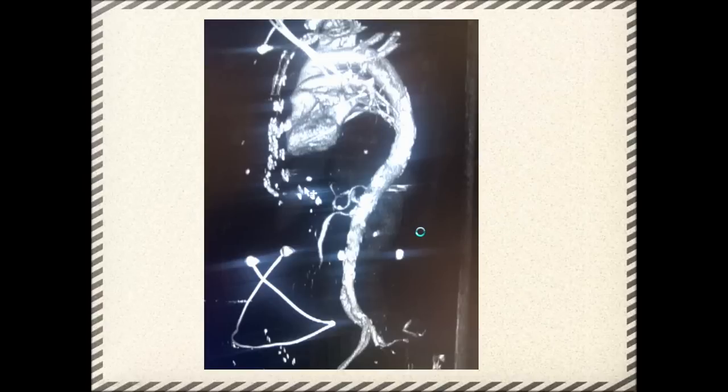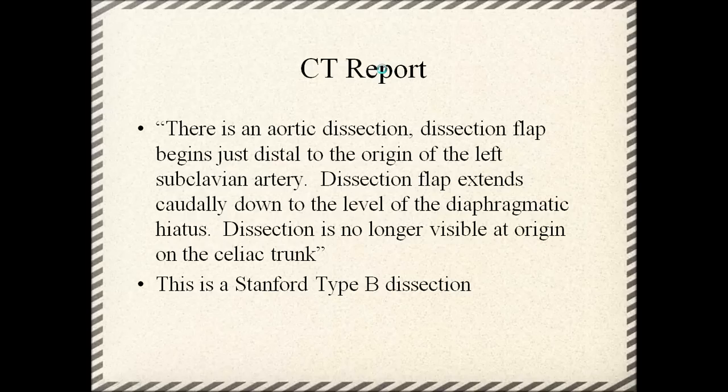So in this case, there was a Stanford type B dissection, and this is a description of the CT report. The dissection flap begins just distal to the origin of the left subclavian, and it extends caudally down to the level of the diaphragmatic hiatus. Our goals in management are to reduce the BP.